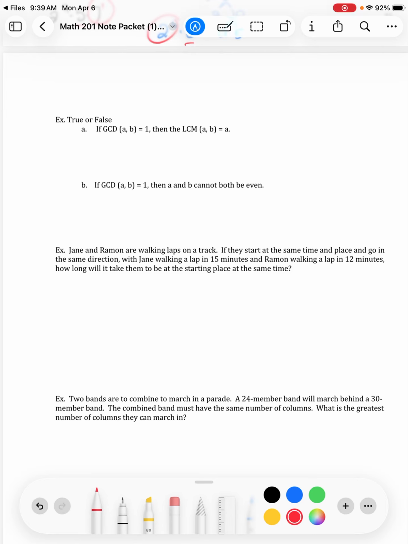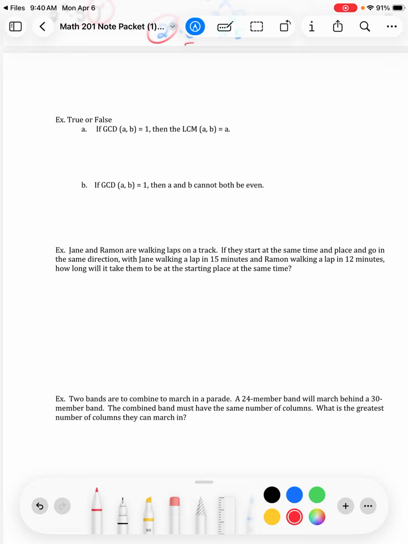Right, let's look at some application problems for the GCD and the LCM. True-false problems always find a little bit tricky. So the GCD of two numbers, we're going to call them A and B, is equal to 1. So in this if-then statement, that's true. The GCD of these two numbers is 1, which means they don't have any divisors in common. Well, we want to see if it's true or false if the LCM of those two numbers is the first number, A. And I'm just going to give an example so I can wrap my head around that.